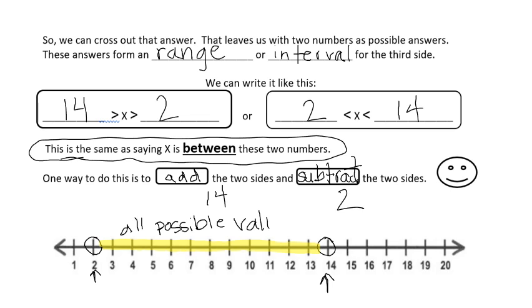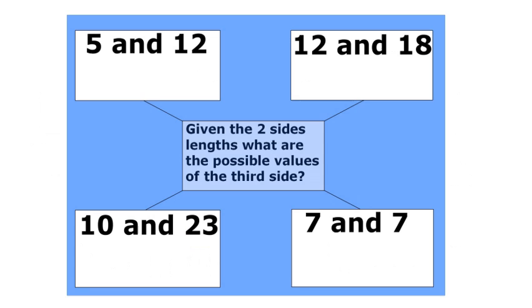and this is all possible values that could be the third side. All those numbers work. We could have someone say, hey, I want the third side to be 13. Well, that would work. Someone could say, I want the third side to be 3. That would. Anything between those two numbers will work.